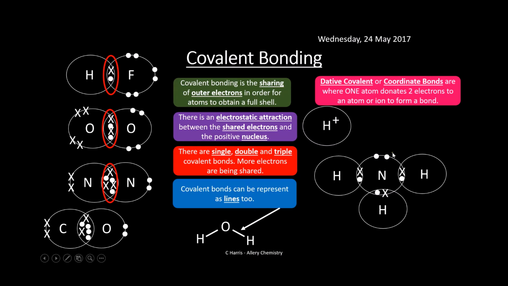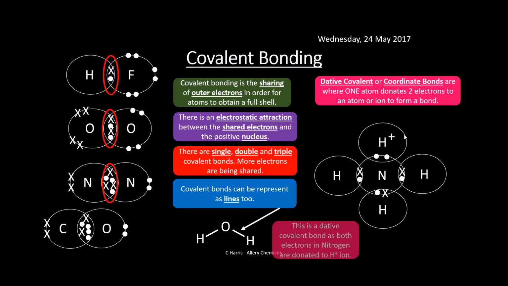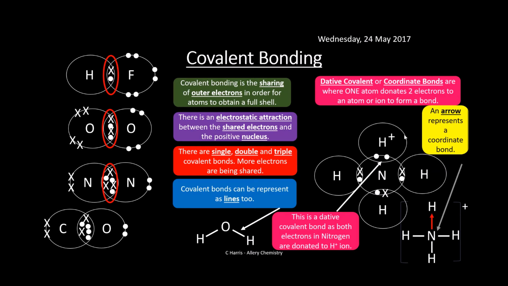Thankfully, another atom with a lone pair of electrons can donate both of them to the H+ and form a bond, like this. There's your dative covalent bond. Both the electrons in the nitrogen are donated to the H+ ion. We can also use an arrow to represent a coordinate bond, showing the direction of the electrons being donated, from the nitrogen to the hydrogen. The whole thing has a plus charge, and it's an ammonium ion.